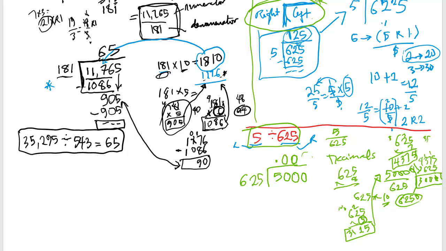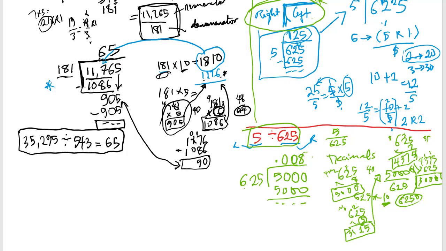Okay, 625 times 8. 8 times 5 is 40. You write 0, carry 4. 8 times 2 gives you 16 plus 4, that's 20. You write 0, carry 2. 8 times 6 is 48. 48 plus 2 is 50. So automatically we've gotten 5,000 just by trying out different numbers. We tried out 10, we tried out 5, we tried out 7 and we've gotten 8, so you can do 8 times this, so you get 5,000.